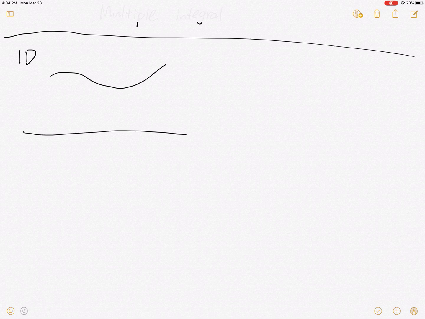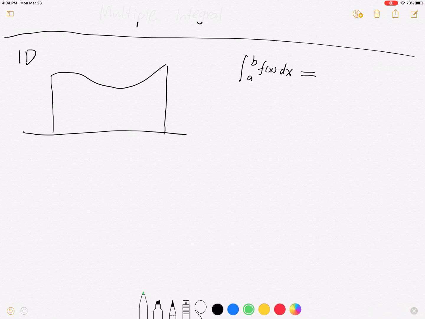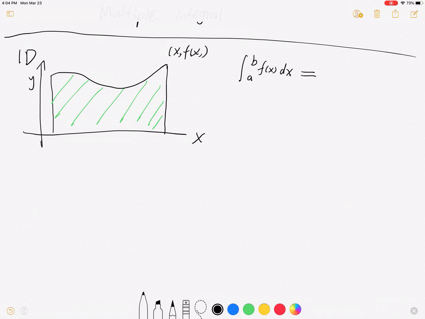There are many equivalent definitions for integration. This is the definite integral. And so we can interpret this as the area underneath the graph. So suppose this is the x-axis, this is the y-axis, and this is a graph. Okay, so the area under the graph.